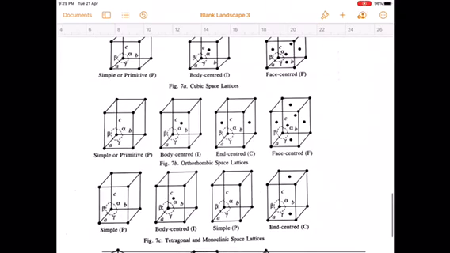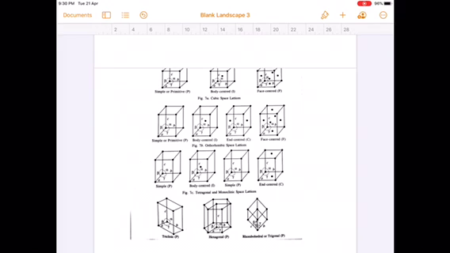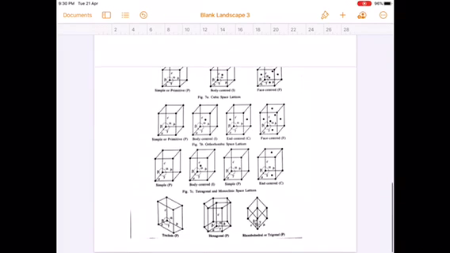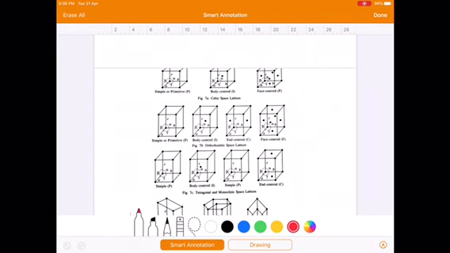Now we can see the variations of all the 7 crystal systems. First one, the simple cubic crystal system. The primitive, body centered and face centered are shown, so 3 altogether. For orthorhombic, primitive, body centered, end centered and face centered, 4 of them. And in the case of tetragonal, simple and body centered, that is the primitive and body centered.